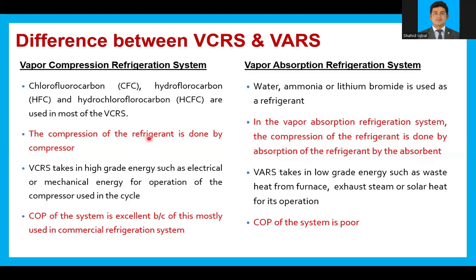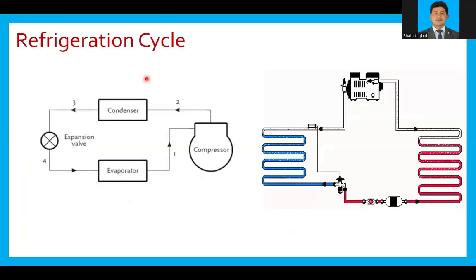In the vapor compression system, compression is done with the help of a compressor. The vapor absorption refrigeration system takes in low grade energy like waste heat from the furnace, exhaust steam, or solar heat for its operation. So the COP of the system is poor, because low grade energy is used as the input. This is the reason for the low COP of this cycle.